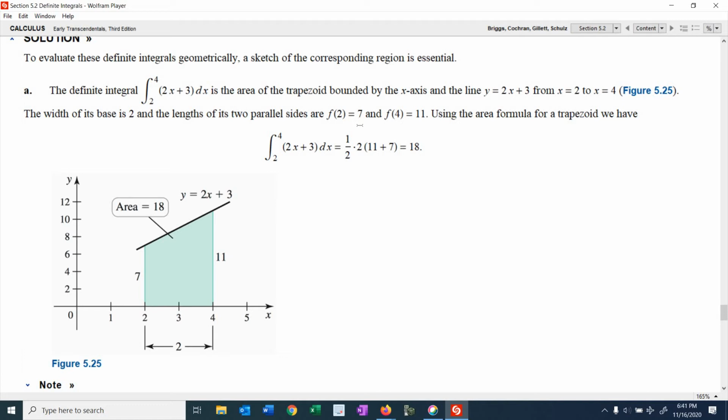Okay, so again, using the formula for the area of a trapezoid, we get 1/2 the base times the quantity h1 plus h2, right? And if you calculate this, that ends up giving us 18. So this area in here is equal to 18, which is equal to the definite integral, because that's equal to the net area trapped in here. Okay, so I think you can see that this is much easier than trying to evaluate the definite integral by appealing to its limit definition.